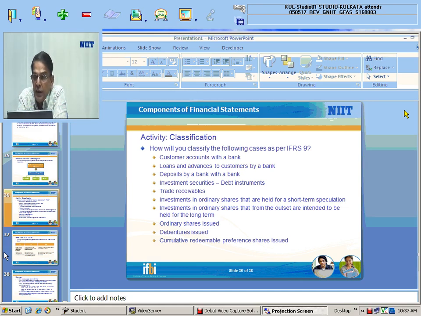Investment in ordinary shares that are held for short-term speculation. If a company has invested in ordinary shares which are held for short-term speculation, these are financial assets and these are measured at fair value through profit and loss. So investments in ordinary shares that are held for short-term speculation are financial assets which are measured at fair value through profit and loss. Investment in ordinary shares that from the outset are intended to be held for the long term.